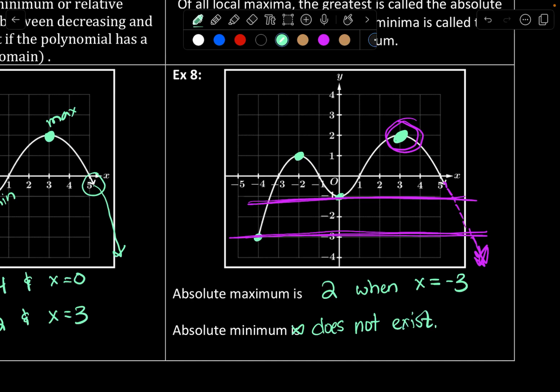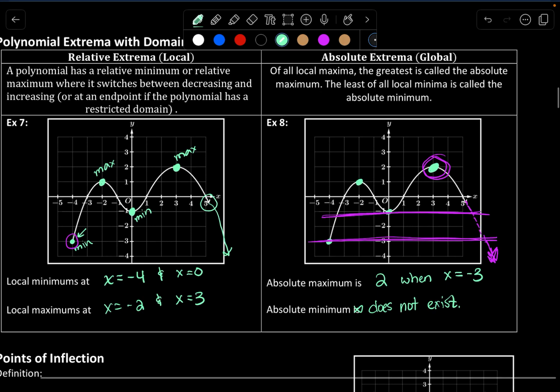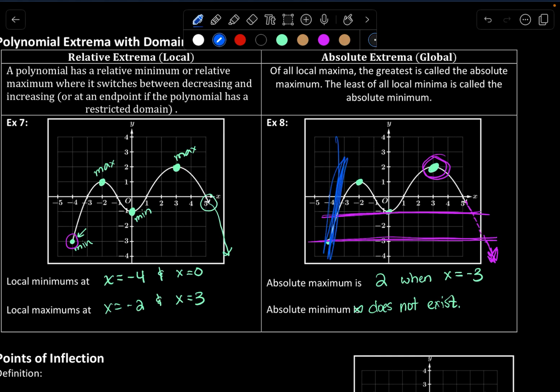And that's going to be a possibility with these polynomials that are only, well, actually, it's going to happen. Our polynomial was only restricted on one side, but not the other. Now, had it been restricted on both sides, then you would most definitely have an absolute maximum somewhere and an absolute minimum somewhere. But whenever one side is restricted, you will end up with one of those not existing.